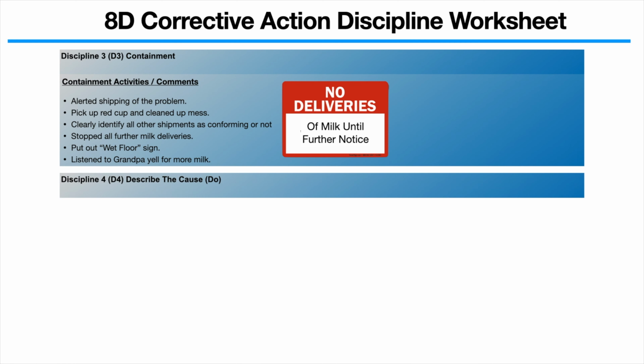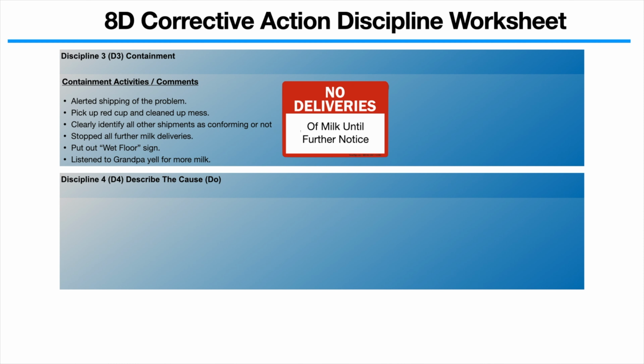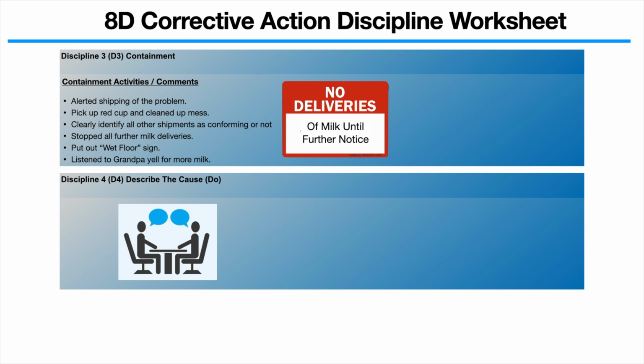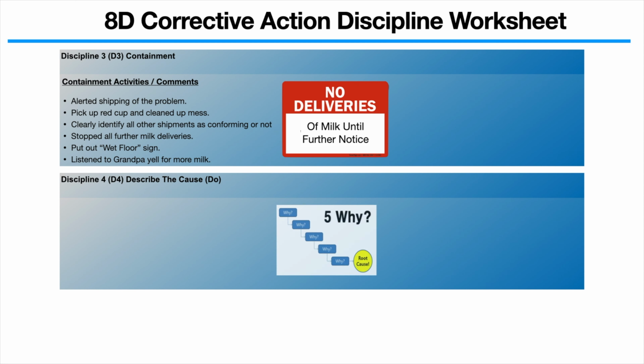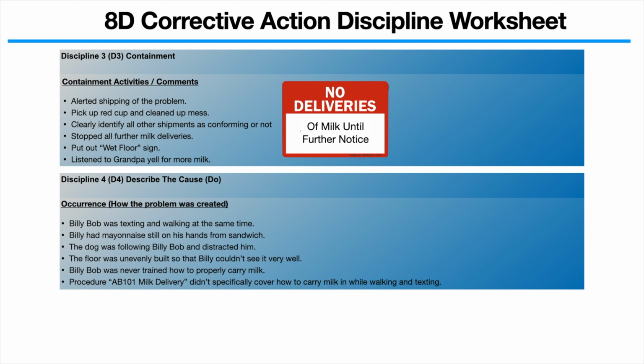For the fourth discipline, Describe the Cause, list those potential or actual causes that are derived from using the various tools such as brainstorming, interviewing, fishbone diagrams, 5 whys, and the like. It's important that we discover the root at which the problem originated so that additional measures can be taken to prevent it from happening again. As we discovered through investigation, the procedure contained nothing about how to carry milk while texting and walking at the same time. Again, a picture tells 1,000 words.